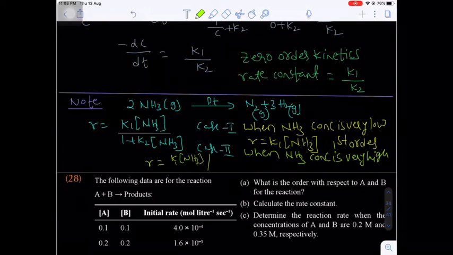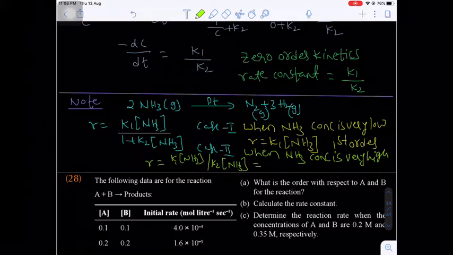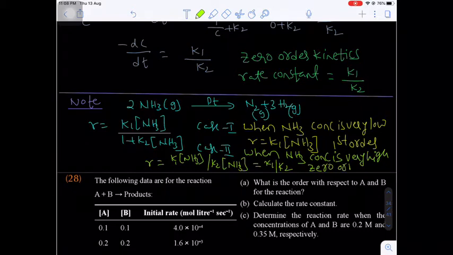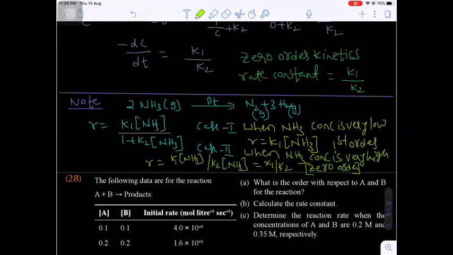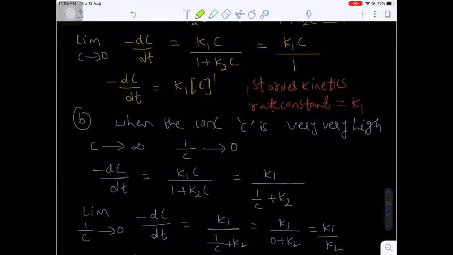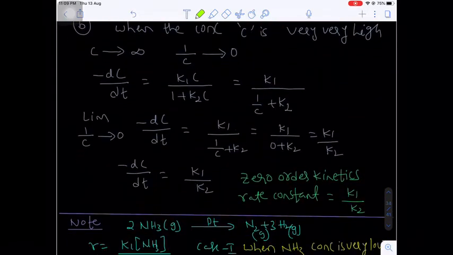So K1 times ammonia upon K2 times ammonia. Ammonia gets cancelled. You will get K1 by K2. That will be constant, in case it is zero order kinetics. That means in the presence of high concentration of ammonia, the reaction is zero order, corresponding to first order in case of low concentration or low pressure of ammonia. Ammonia is a gas, that's why we can use partial pressure of ammonia, otherwise concentration of ammonia. That means as external factors like pressure and temperature change, the order of a reaction changes. This is very important. Are you getting my point?